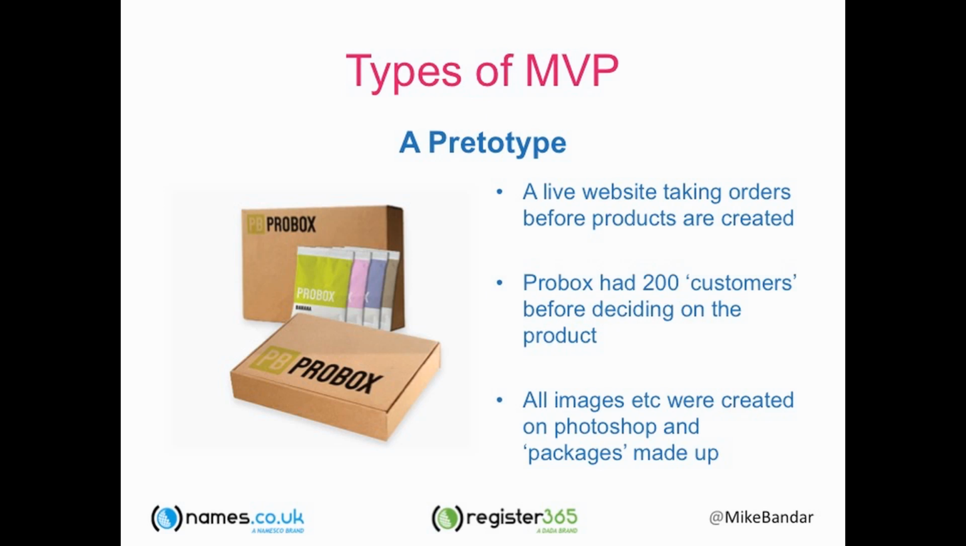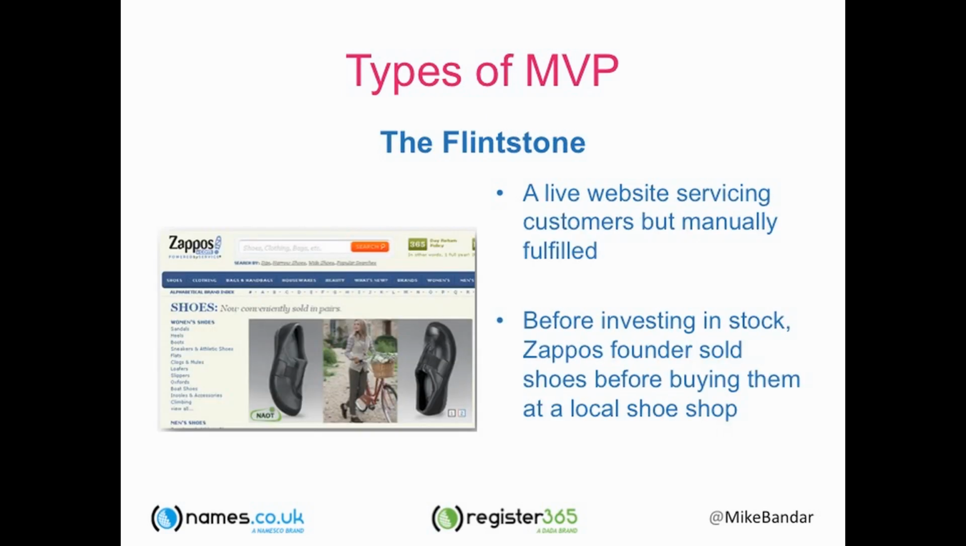Another minimum viable product is the Flintstone, and the Flintstone is a live website which serves customers, but there's a lot more work going on behind the scenes. It's not as automated and slick as it looks. So Zappos.com, which is actually the world's largest online shoe retailer, that was previously bought by Amazon. The founder of Zappos wanted to provide the value of fantastic customer service, and he had the assumption that if people had really, really good customer service, then actually they'll buy more shoes online and they'll buy them back from Zappos.